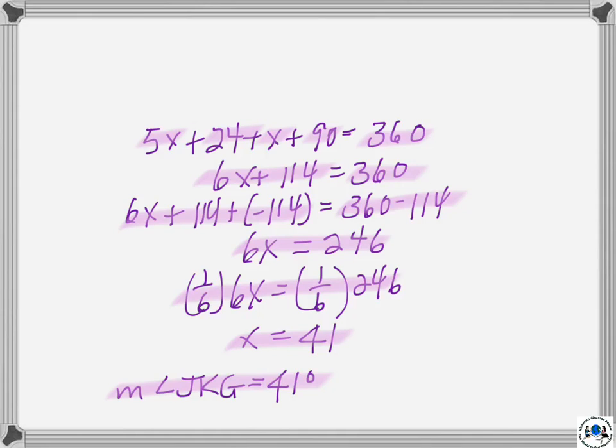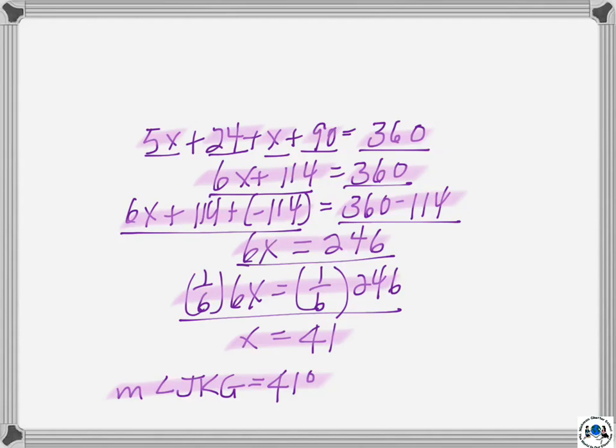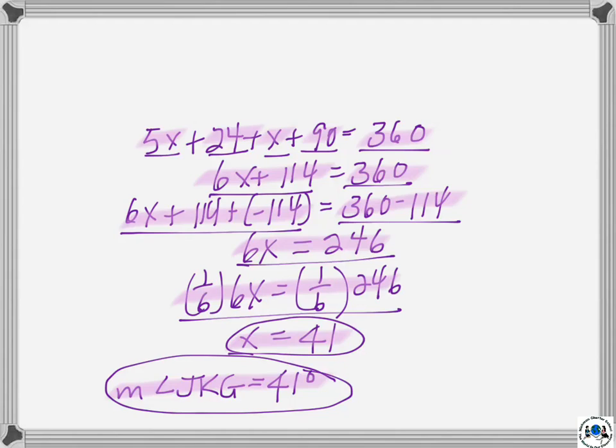I had to do this on another page to solve it, and I had explained this to you already, but I don't think I had turned the recording on again. Anyway, 5x, just put them all together. All these that we know and don't know equal 360. Combine like terms. Take away the 114 to make a 0. Then multiply by the reciprocal to get 1x. And then we have x equals 41. Properly stated, the measurement of angle JKG equals 41 degrees.